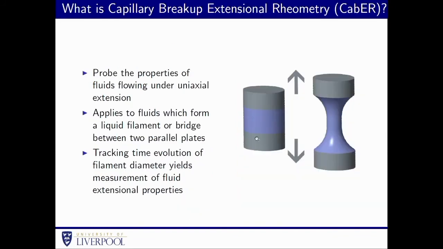Okay, so what is CaBER, capillary breakup extensional rheometry? We probe the properties of fluids under uniaxial extension, so there's no shear. You load the fluid between two parallel plates and you move them apart so that they'll form an unstable filament which necks down, or decreases in diameter, with time. And from tracking the time evolution of the filament diameter, we can yield fluid extensional properties if you have a constitutive model of the type of fluid.